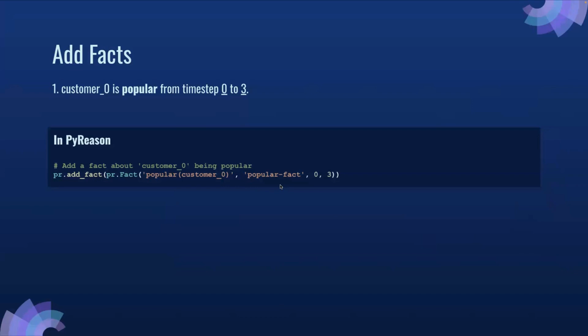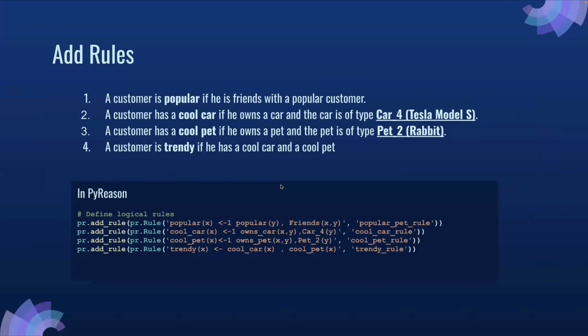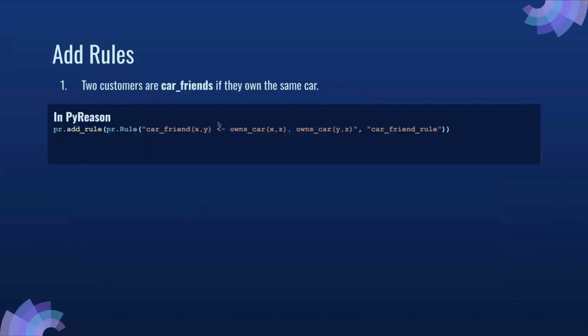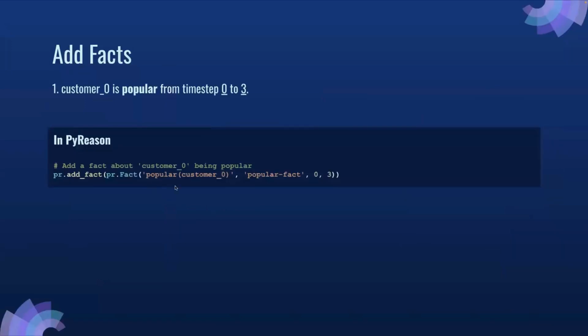We need to do this because, if you recall our popular rule, a customer is only popular if he is friends with a popular customer. At the beginning, we don't have any customers that are assigned popular yet. So no customer would ever be popular, because we don't have any other popular customers in our graph yet. So we are going to assign popularity to customer 0 for the duration of our time steps.